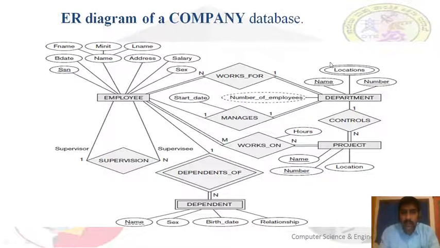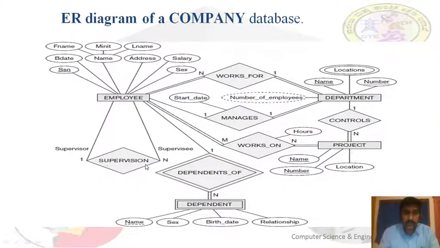In this ER diagram we have a 1 to 1 relationship between employee and department. Here the relationship type is manages. Similarly, there is a 1 to many relationship type between department and employee. The relationship type is works for. Similarly we have a many to many relationship type between employee and project, and the relationship type is works on, with the attribute hours. And similarly a 1 to n relationship type between department and project, and the relationship is controls.